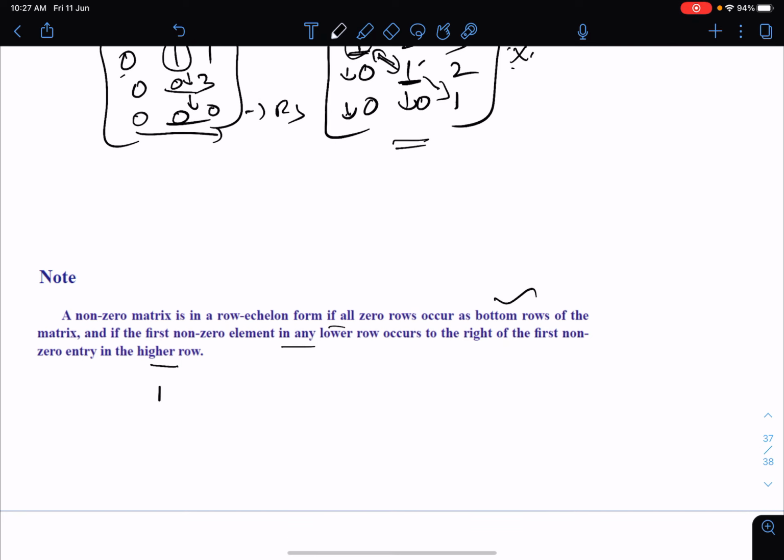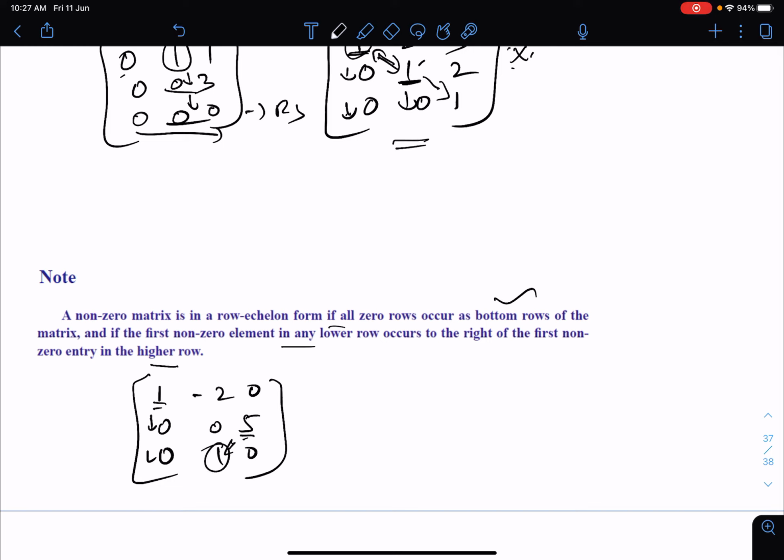Suppose you get the matrix with rows 1, -2, 0, then 0, 0, 5, and then 0, 1, 0. Is this in echelon form? Here you have zeros below the first entry, but in the second row the last element is the non-zero element, and to the left of it there should not be an entry; there should be a 0. So this is not in row echelon form.